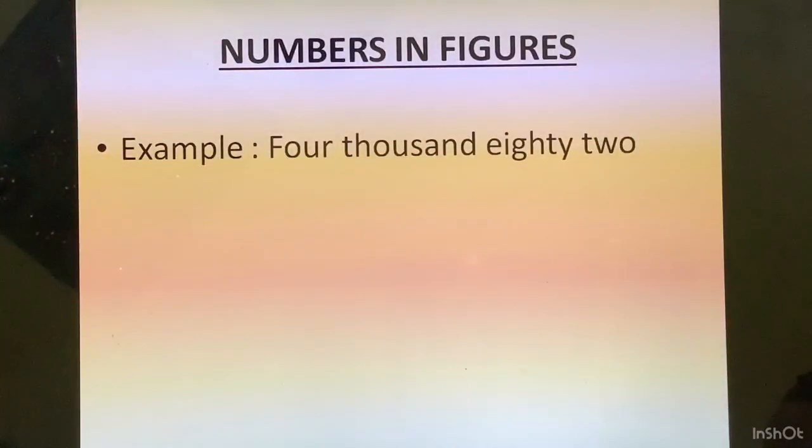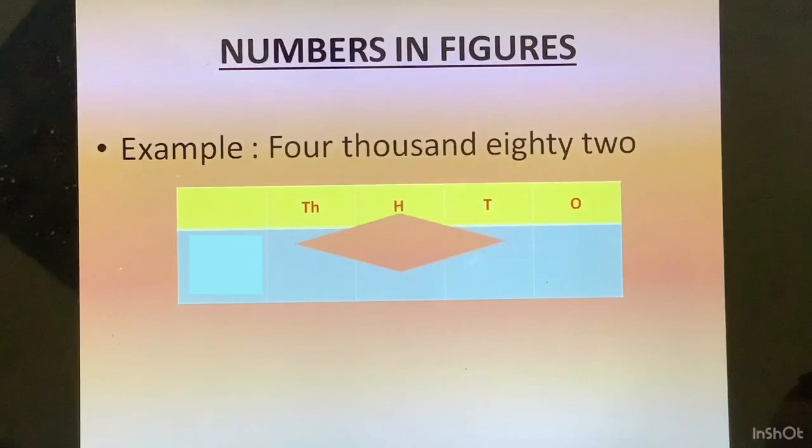Numbers and figures. I've taken an example here, 4082. First we'll make a place value chart. Then we will read the number. Here, if you have a place value chart, you can read from anywhere, but it is better to start from the rightmost digit. So last we have 2.